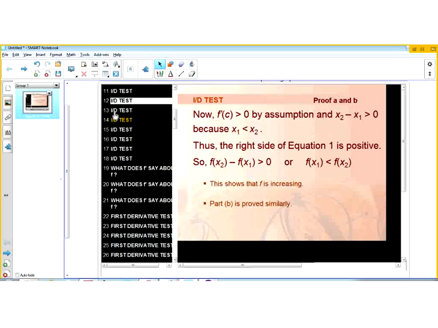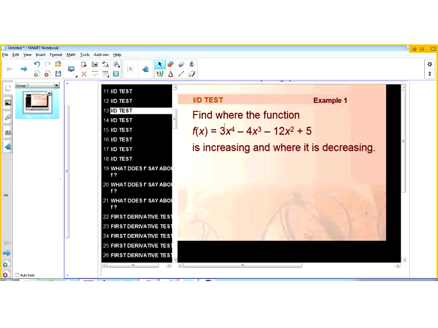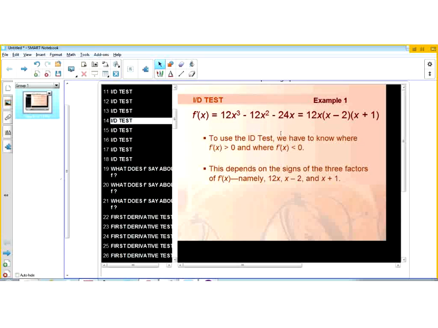And what else? Okay, so we want to find where this polynomial function is increasing and where it's decreasing, on which intervals. So how can we do that? Well, we take its derivative. Here's its derivative. We factor it. And to use the ID test, we have to know where f prime of x is greater than 0 and where f prime of x is less than 0. It depends on the signs of the three factors. So guess what, folks? We're back to using our table of signs again.